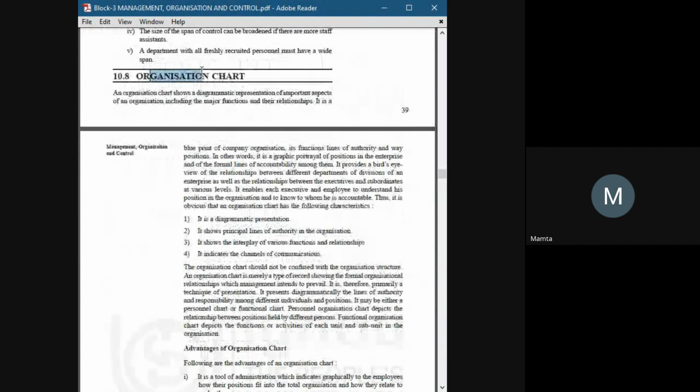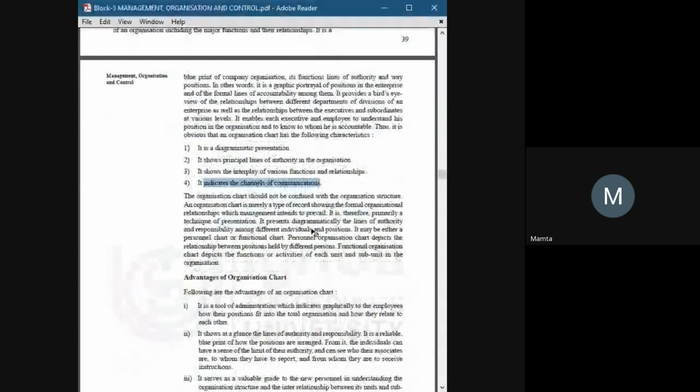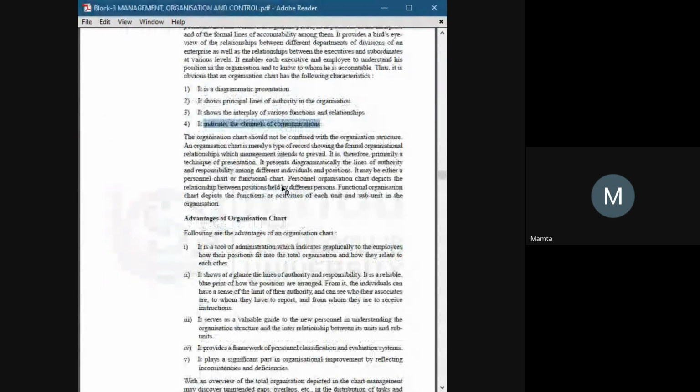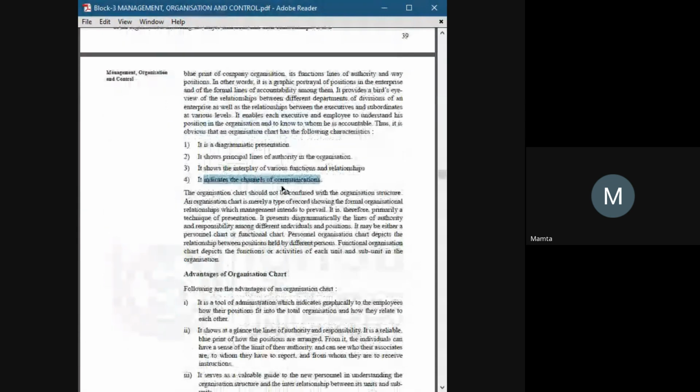Organization chart. The organization chart is the diagrammatic representation of important aspects like who is the boss, who has the authority, whose major functions and their relationship. It is all mentioned in the organizational chart. So it is obvious that the organizational chart has the following characteristics. It is a diagrammatic presentation. It shows the principal lines of authority in the organization. It shows the interplay of various functions and relationships. It indicates the channel of communication because everything is portrayed on that chart.